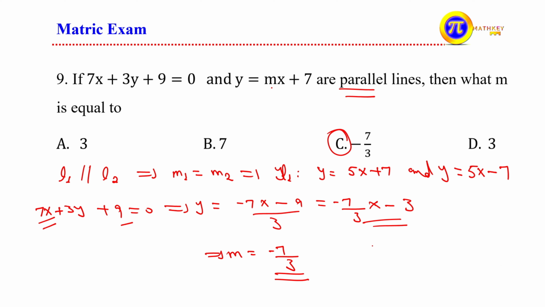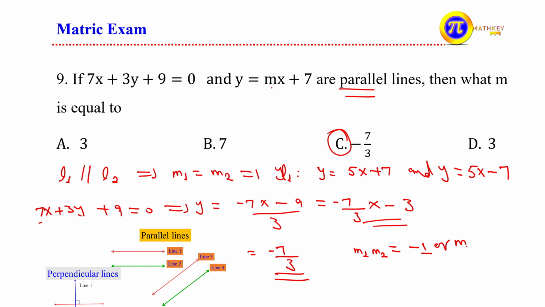Similarly, in the case of perpendicular lines, that means m1 times what? m2. The product of the slopes of the two lines must be what? -1. Or one is the negative reciprocal of the other. Or this means m2 is equivalent to what? The negative reciprocal of m1. Let's take an example from this.